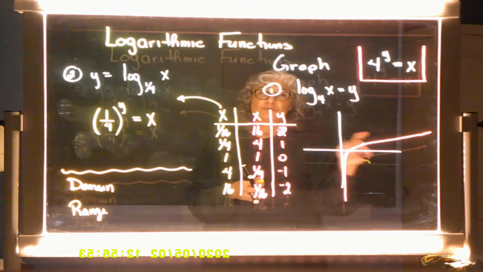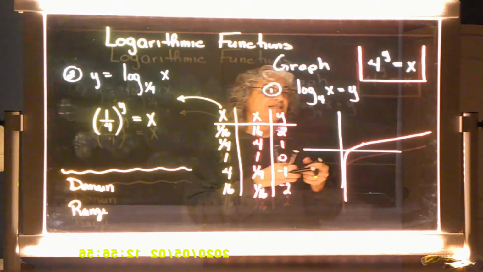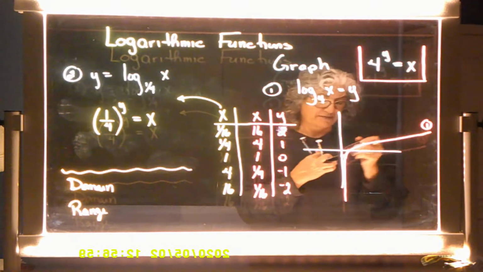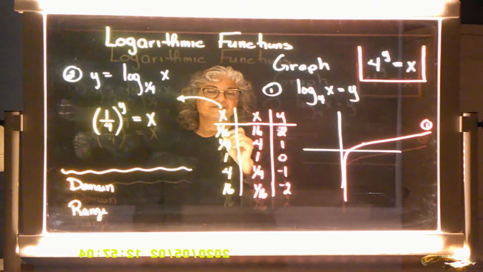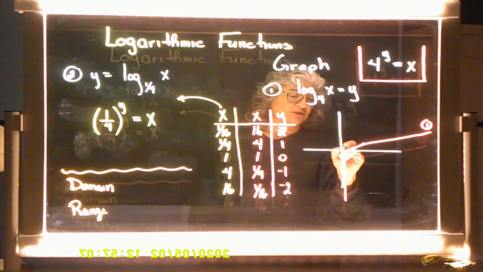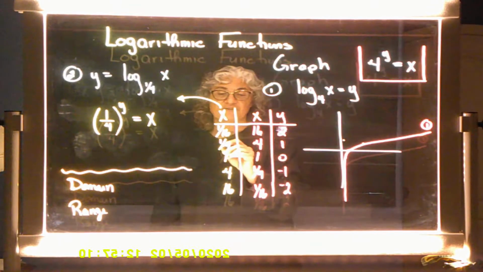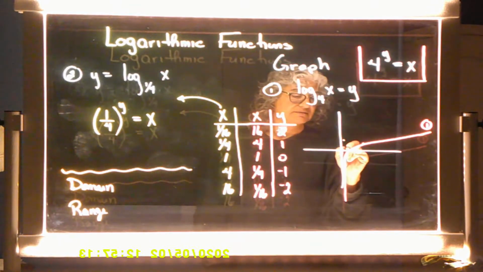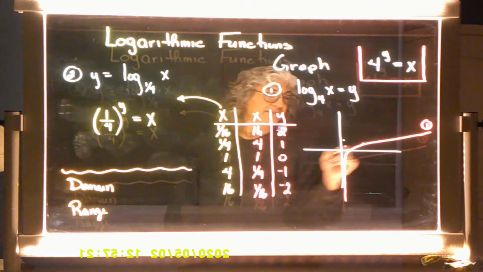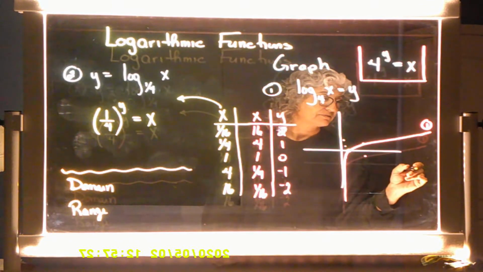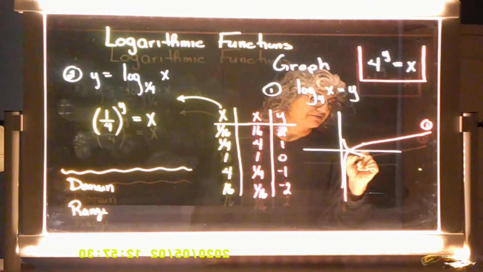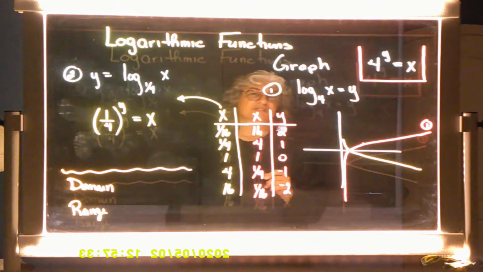So I'm going to use over here this graph still. This was problem number 1, or graph number 1. So let's look. Now I've got 1/16 and 2. I've got 1/4 and 1. I've got 1 and 0. I've got 4 and -1. And then I've got 16 and -2. So if I connect these 5 dots, this is what my graph looks like.